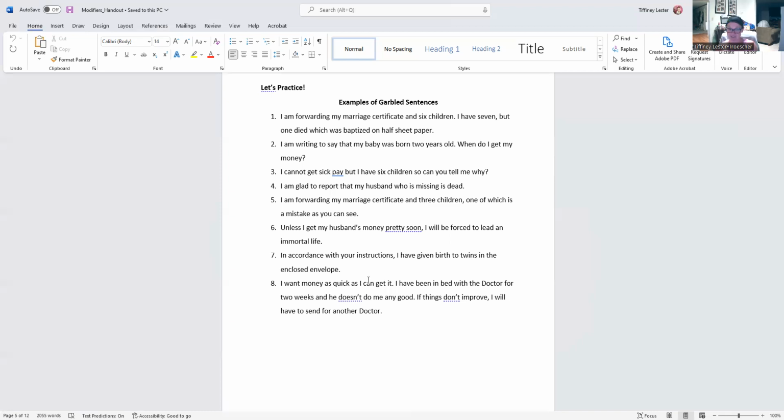I have 7, but 1 died. All right. I have 7 children, but 1 died. I have included their baptism record on a half sheet of paper. That appears to be what this person was attempting to say.